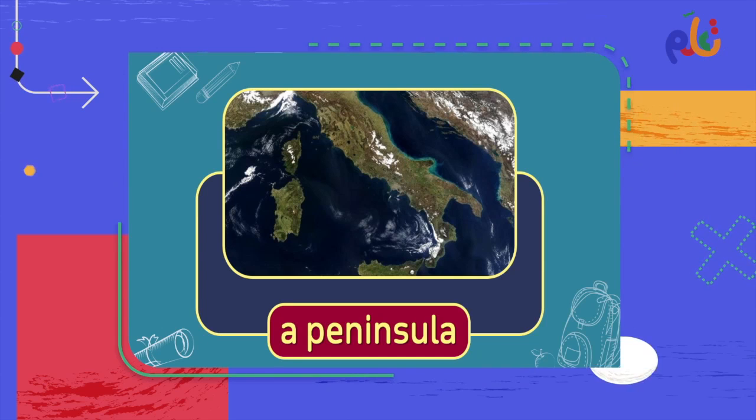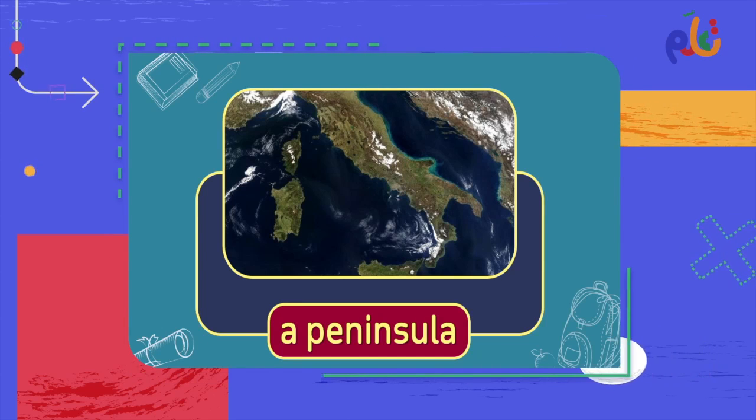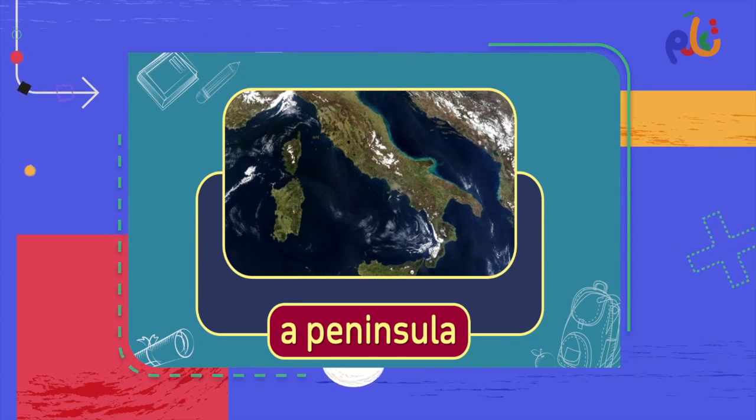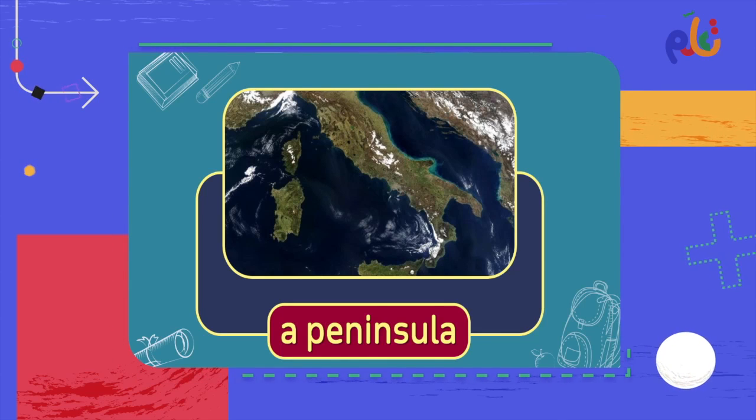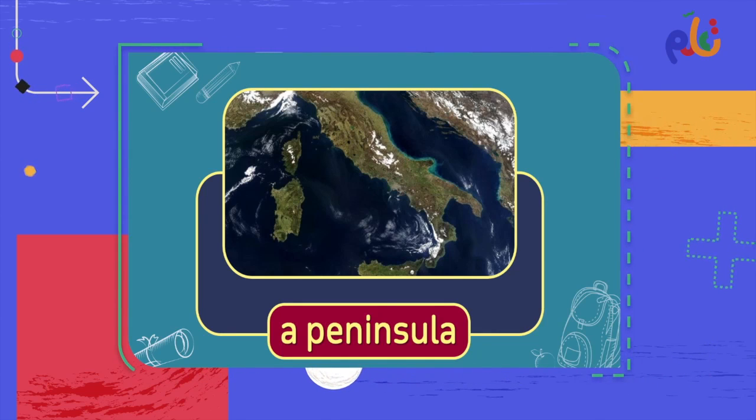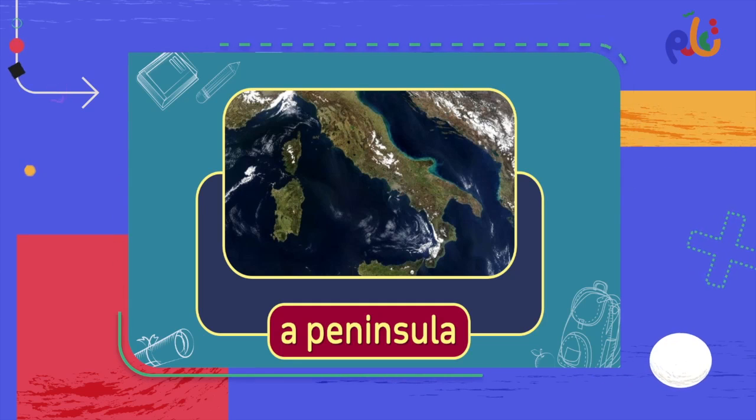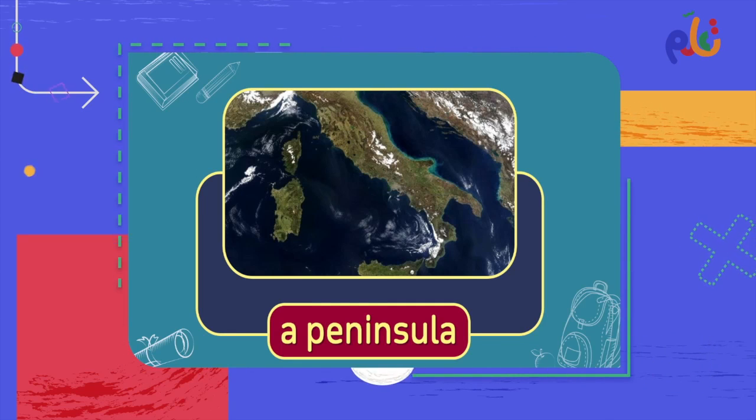And we have a peninsula. So we had island, which is a piece of land surrounded by water from all sides. But when we speak about peninsula, this is a piece of land surrounded by water from only 3 sides, اللي هي شبه جزيرة.